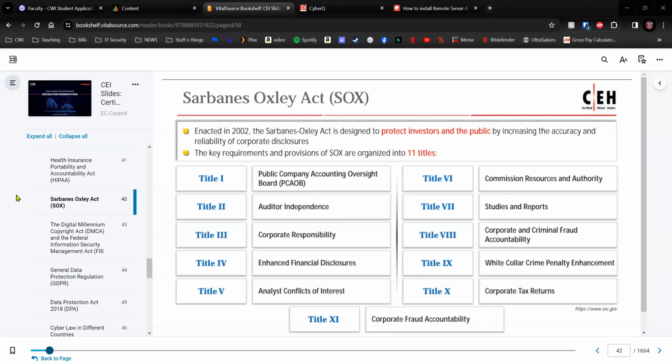Public Company Accounting Oversight Board, auditor independence. Basically on that one, they didn't want auditors that were hired by the same company. So that's why they said independent. Corporate responsibility, enhanced financial disclosures, analyst conflicts of interest, commission resources and authority, studies and reports, corporate and criminal fraud accountability, white collar crime penalty enhancement, corporate tax returns, and corporate fraud accountability.